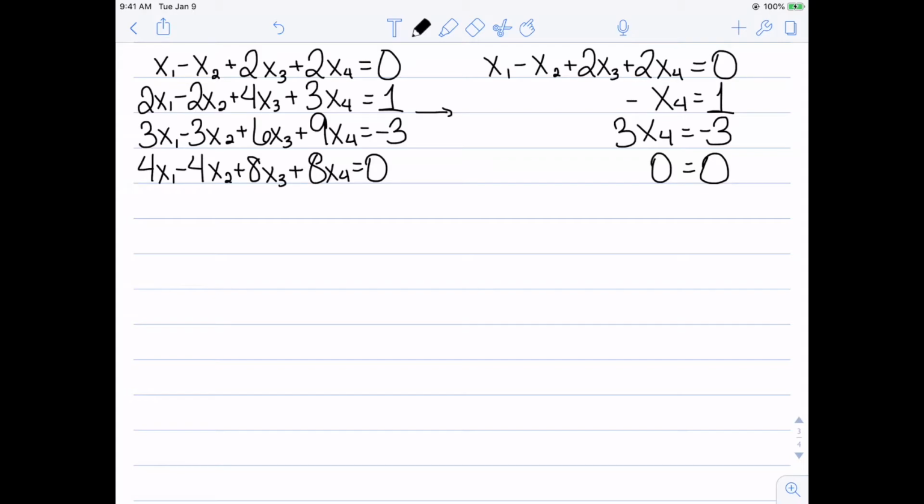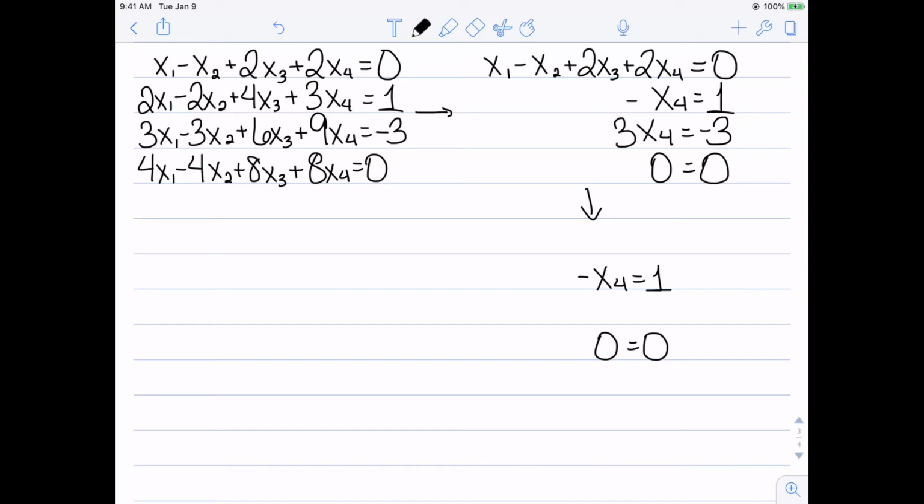Now, both the x2 and x3 are absent from all the subsequent equations, so we're going to move on to x4. We'll use the second equation to eliminate all of the x4s. My second equation won't change. It'll be negative x4 equal to 1. And my fourth equation says 0 equal to 0. It's a redundancy equation, so we can go ahead and write that down.